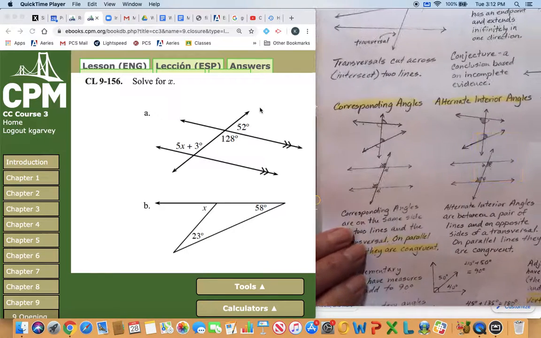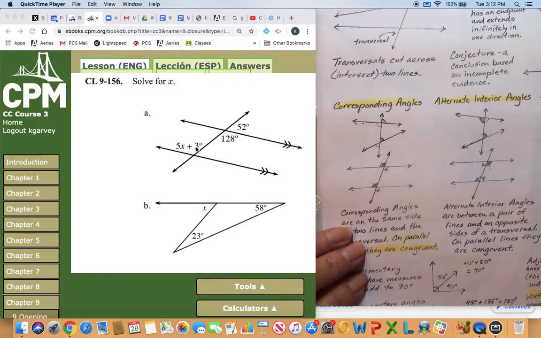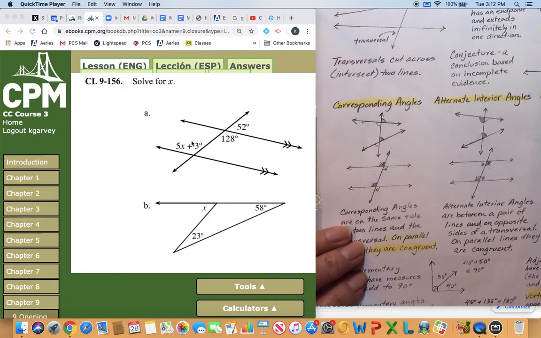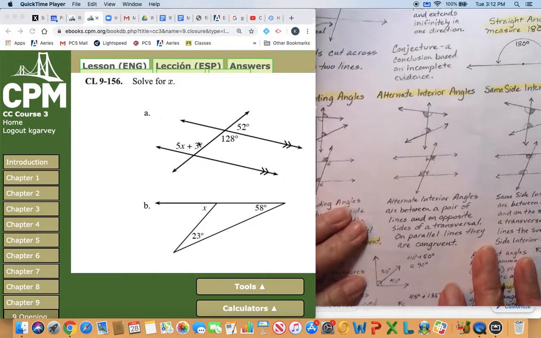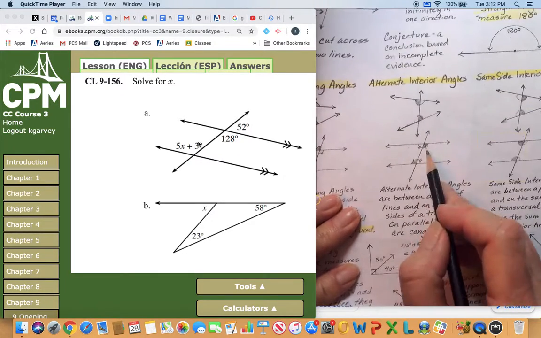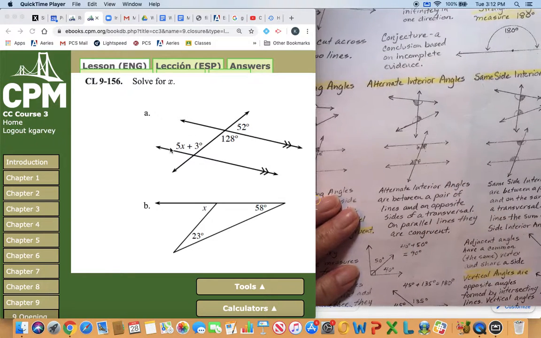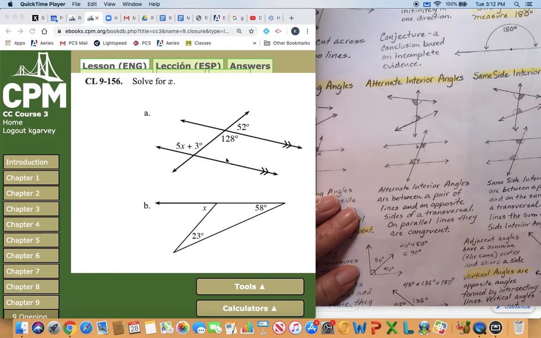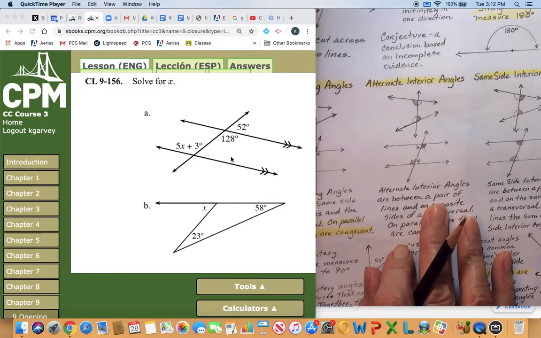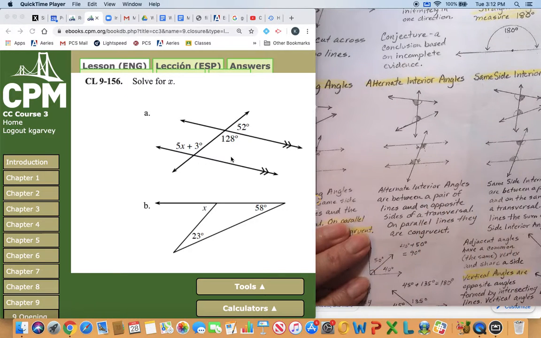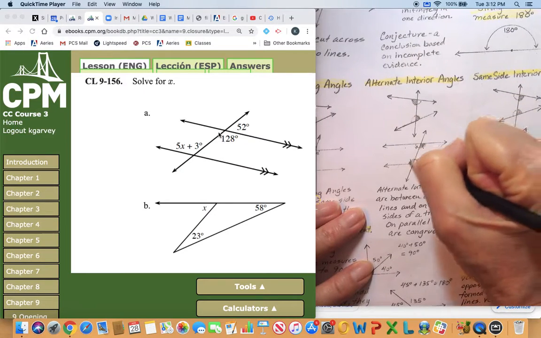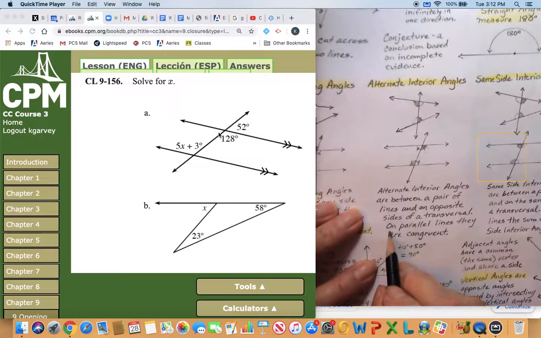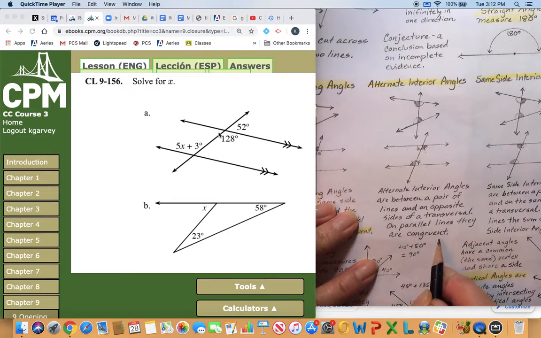So we have corresponding angles, which in this case, we don't really have a corresponding angle to that one. So we're going to keep going. There's something here called alternate interior angles. So if there are two angles on the inside of parallel lines, and those angles are on alternate sides of the transversal, so in this case, they're on opposite sides of the transversal, then we know that they are congruent.